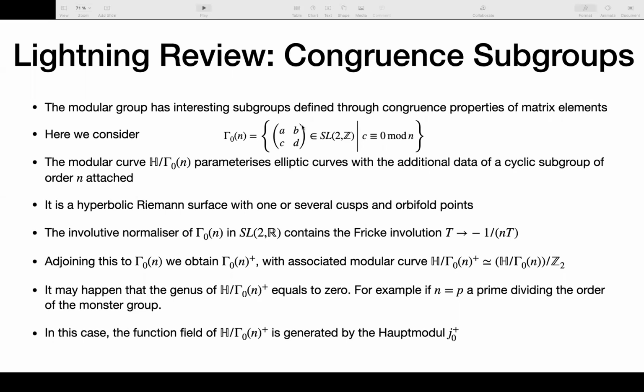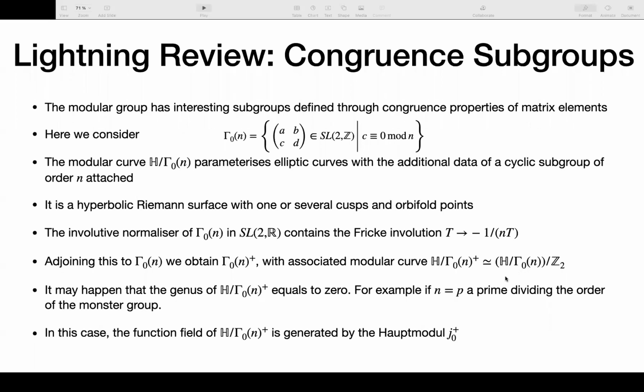And you may see that this does not admit the usual T-duality transformation, T goes to -1/T, but you can consider the involutive normalizer of Gamma_0(N) in SL2(R). And this does contain the so-called Fricke involution, T goes to -1/(NT). So this is a generalization of the usual T-duality in a sense. And by joining this transformation to Gamma_0(N), we obtain Gamma_0(N)+, which is of relevance in the current discussion. And the associated modular curve can be explicitly constructed as a Z2 quotient by this T-duality.